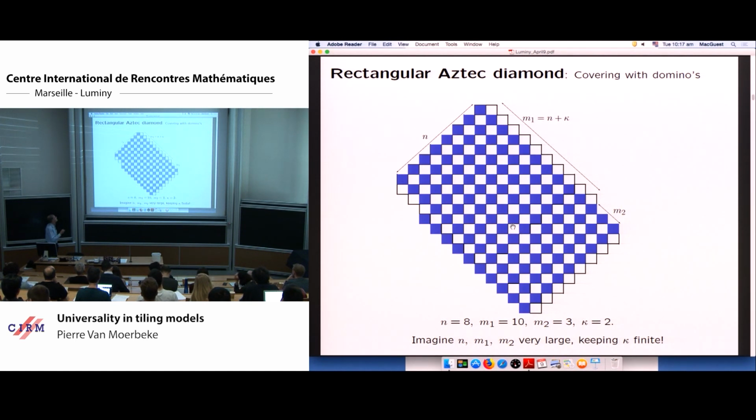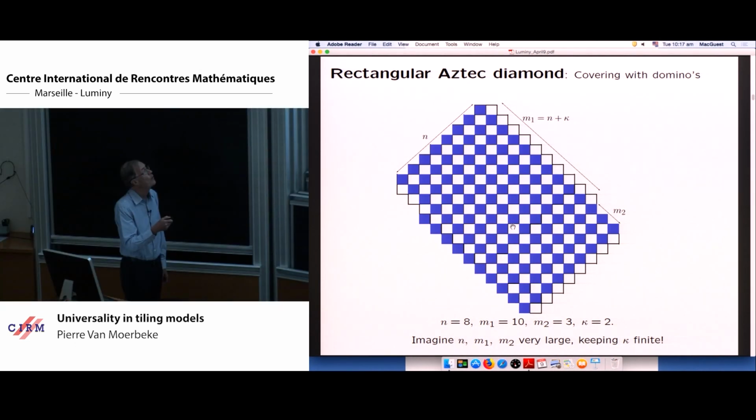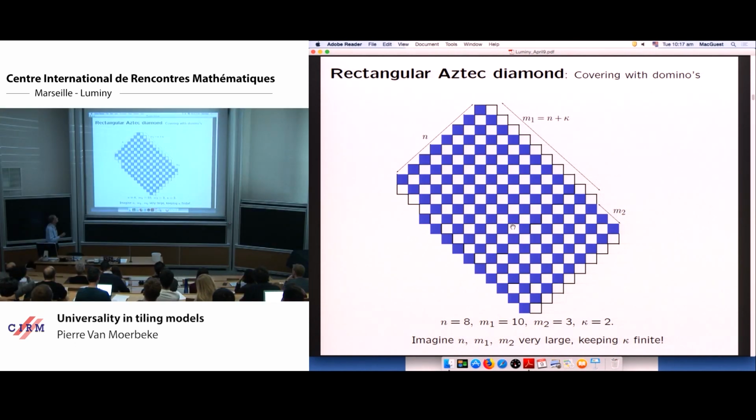And I will call these quantities, they will come up over and over again. This will be n, as before, the number of blue squares on that side. And then we have m1 here, which is n plus a certain number kappa. In this case, the kappa is 2. And this is called m2, okay? And so it's the same message as before. We are interested in knowing what happens when the n becomes large, the m1 becomes large, the m2 becomes large, but where kappa remains finite, okay?